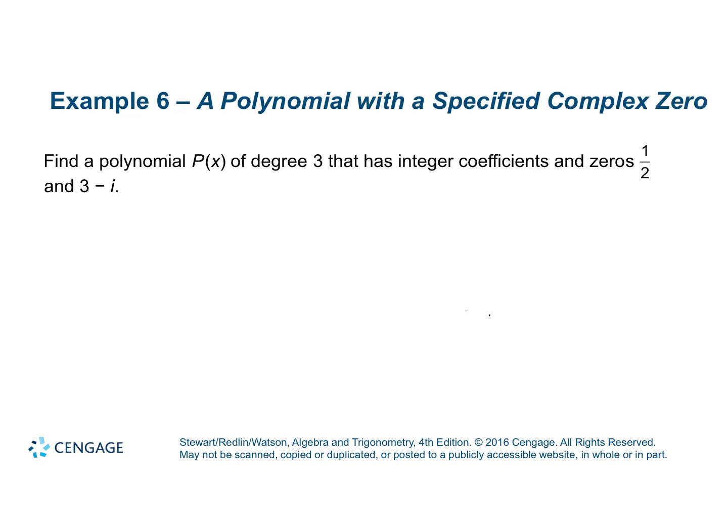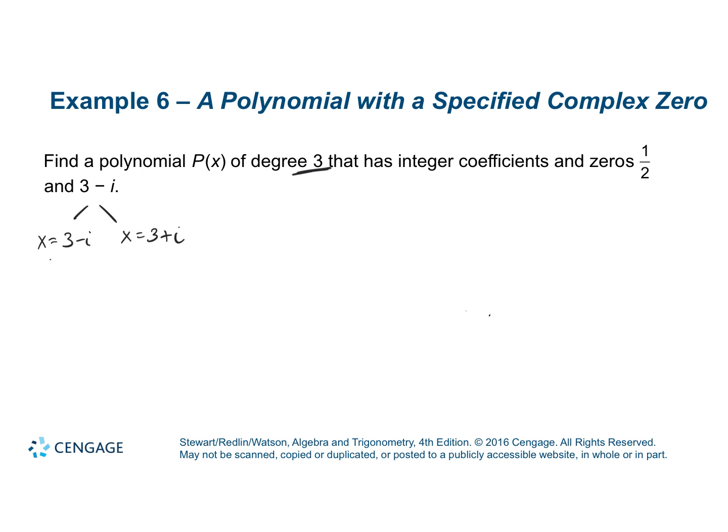So example 6 is a polynomial with a specified complex 0. So find a polynomial p of x of degree 3. So we're looking for 3 parentheses at the very minimum or maximum. We should have 3 parentheses. That has an integer coefficient of 0.5 and 3 minus i. Now, since we're talking about the conjugate theorem, this 3 minus i, we can say, well, x is equal to 3 minus i, and x is equal to 3 plus i. Now, we were doing it with imaginary numbers in the last slide, which is the theorem. This is why we can go ahead and do this.